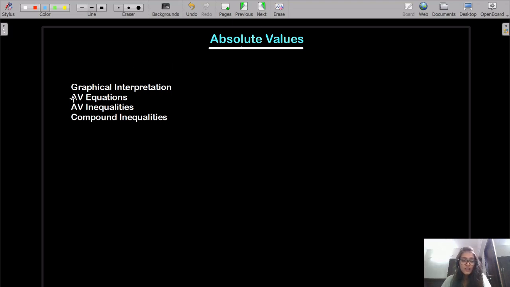So here are the four concepts that can be tested from absolute values. First of all, you should know the graphical interpretation of absolute values. Then we have absolute value equations, absolute value inequalities, and absolute value compound inequalities.